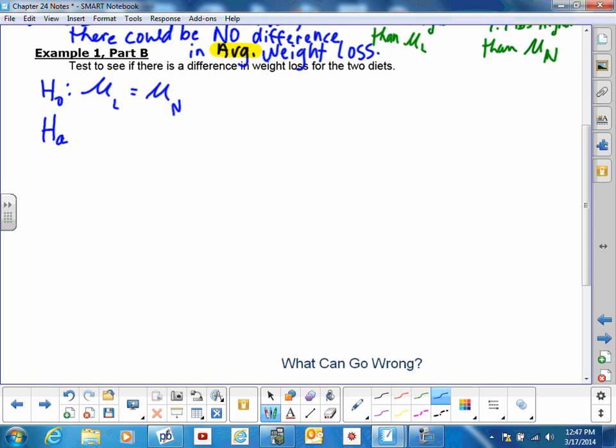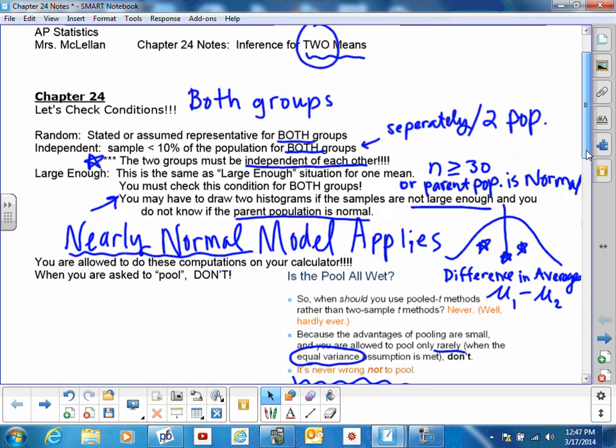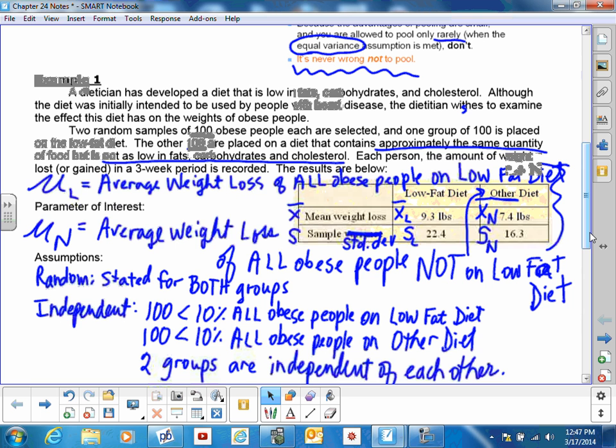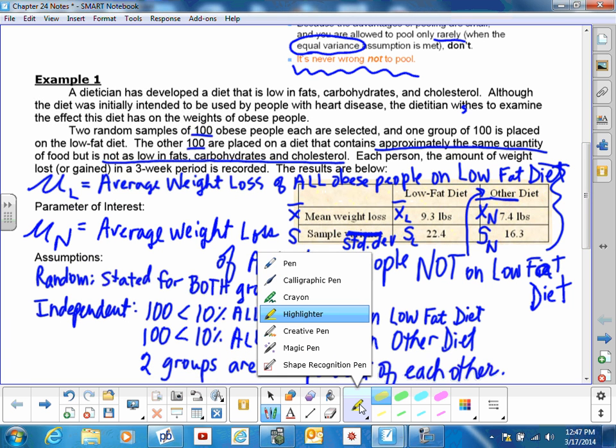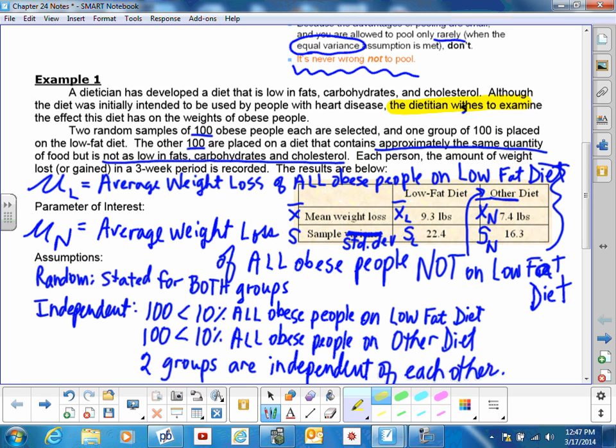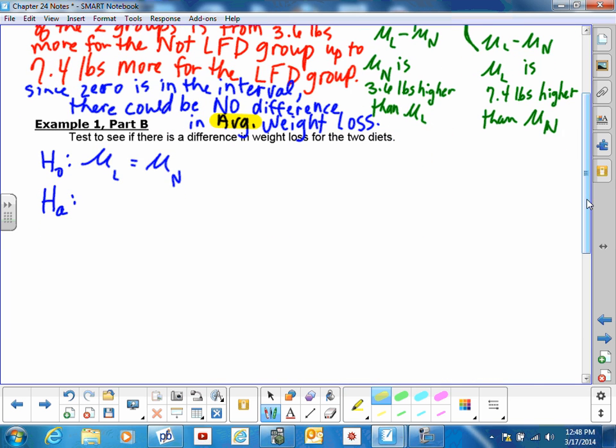What's the alternative? Oh, you need to go look at the front and read specifically what it says. So let's go over here. I think it says the dietitian wishes to examine the effect this diet has on the weights of obese people. So is she saying one way or the other? No. Therefore, what do you think? Not equal to. She's not testing for more weight loss or anything. You might think that's what she should do, but that's not the way it was stated.